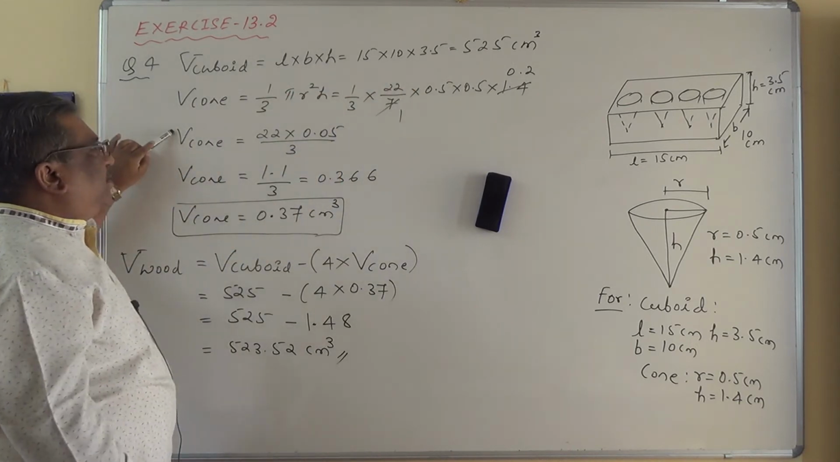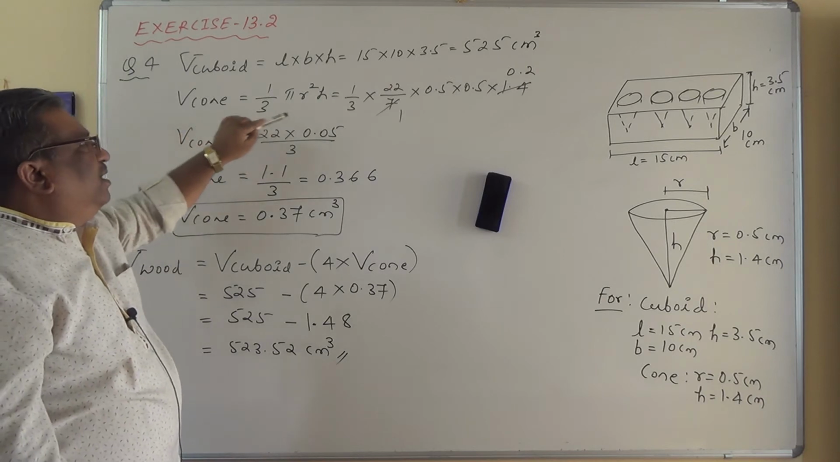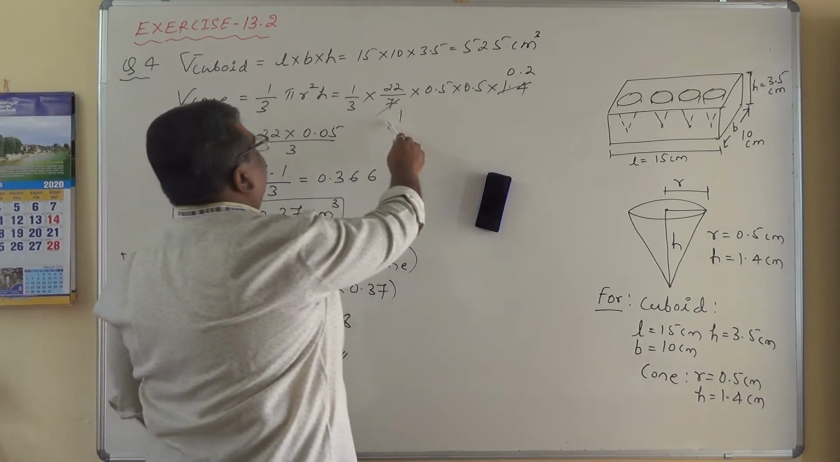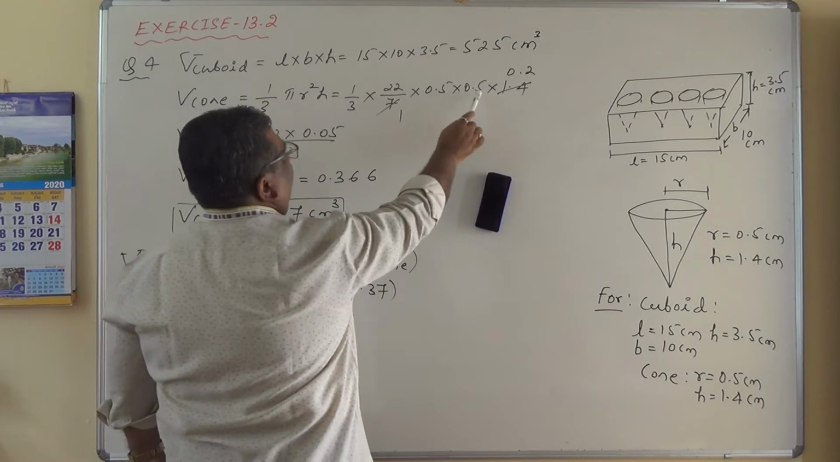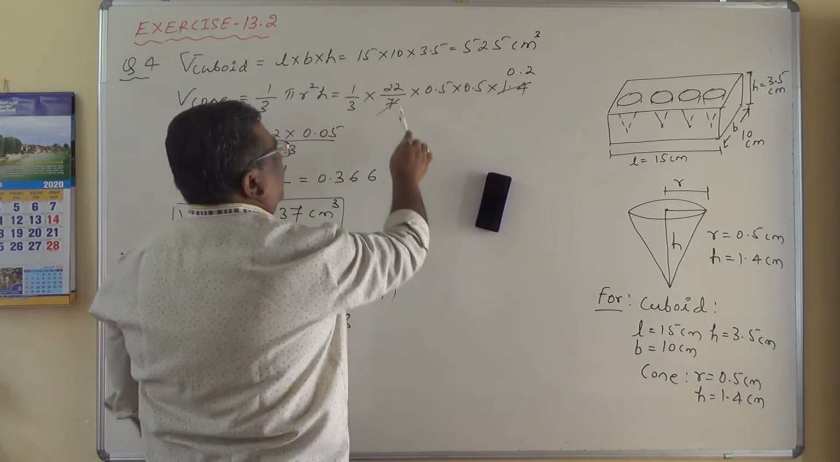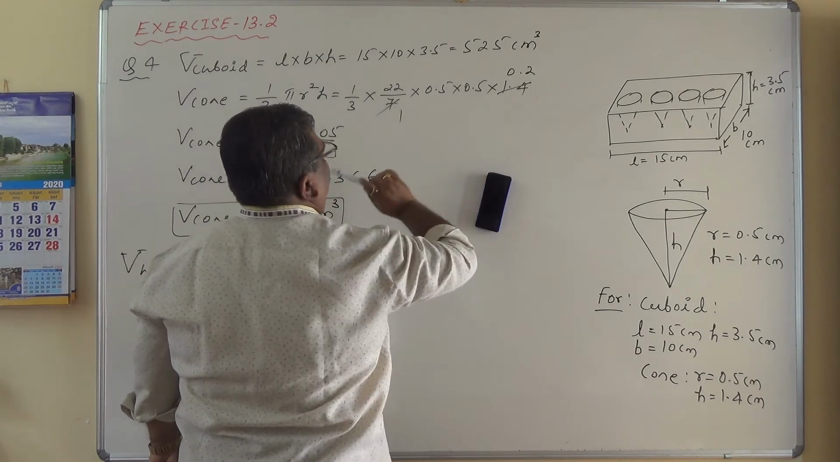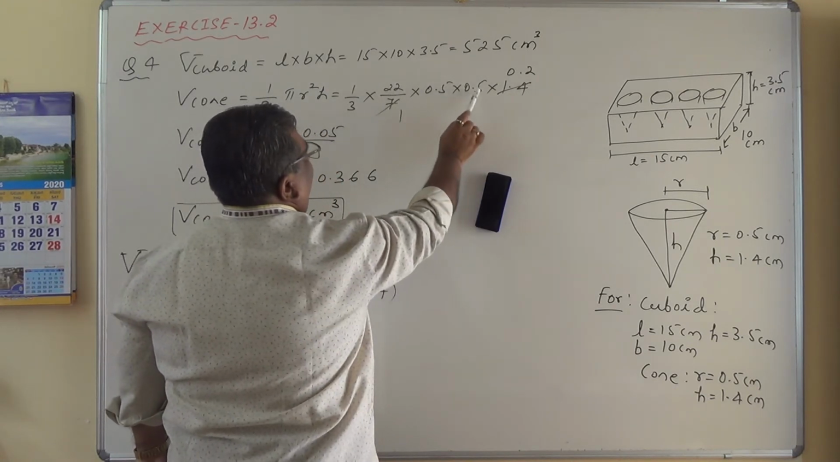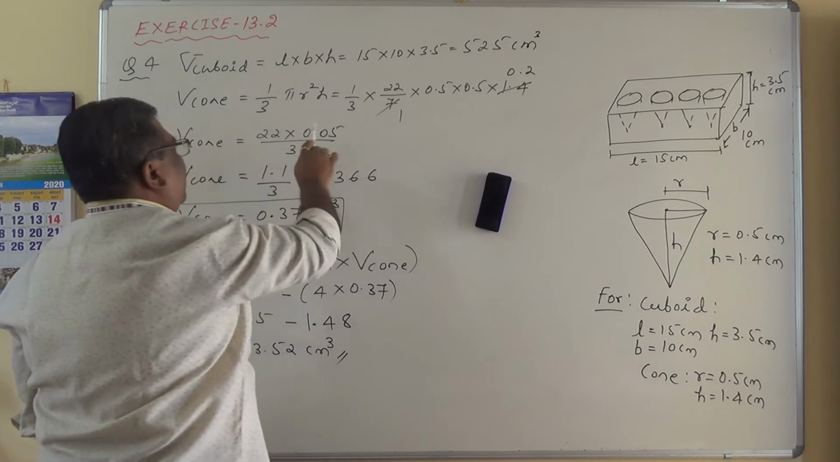What about volume of the cone? 1/3 pi r square H. 1/3 into 22/7. Radius is 0.5 into 0.5, radius square, into height is 1.4 centimeter. 7 ones are 7, 2s are 2. So 22 into 0.5 into 0.5 into 0.2 divided by 3 is what we are left with.